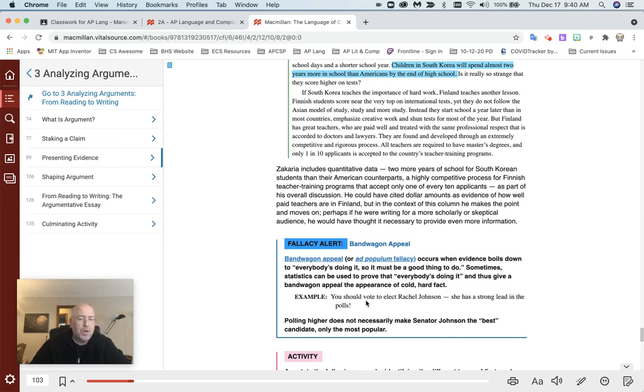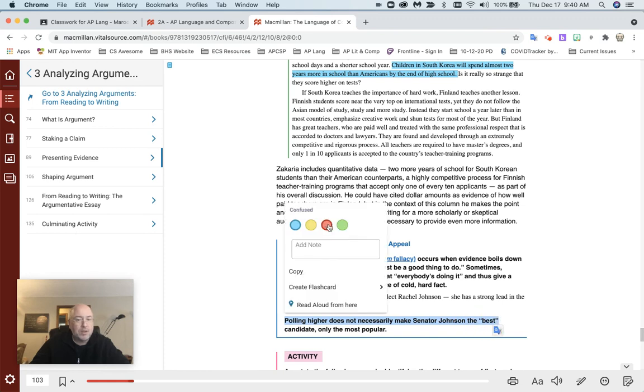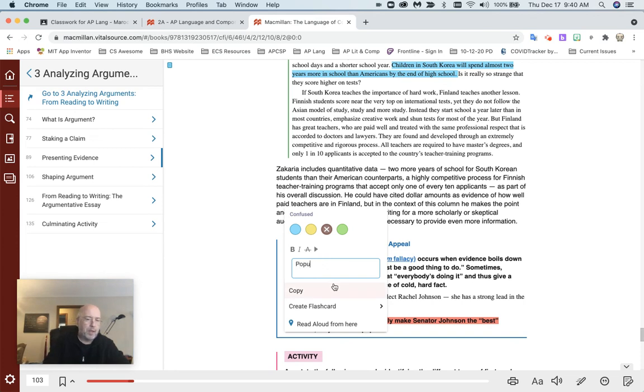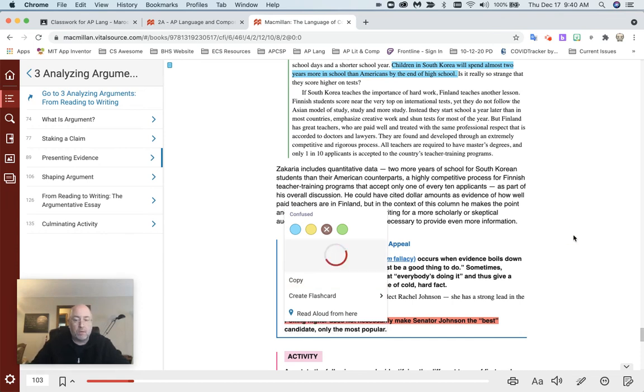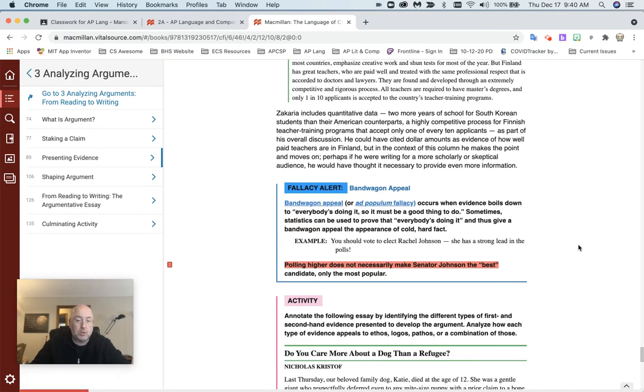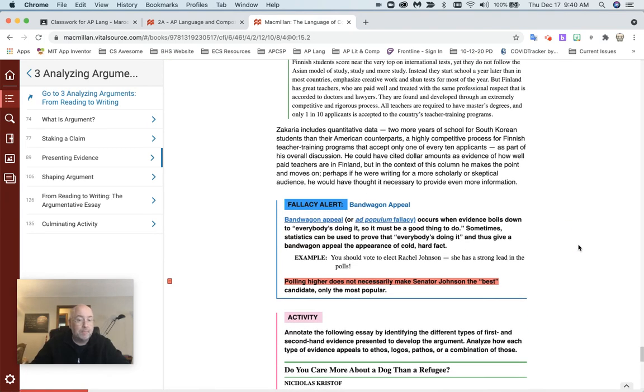You should vote to elect Rachel Johnson. She has a strong lead in the polls. Well, and they make a good argument here. Polling does not necessarily make Senator Johnson the best, and now put that in as a logical fallacy. Popularity does not make someone wise, smart, or right. All right. And I think if you've ever spent any time in high school in the social situation, you'll realize that being popular doesn't make you right. It just sometimes makes people listen to you.